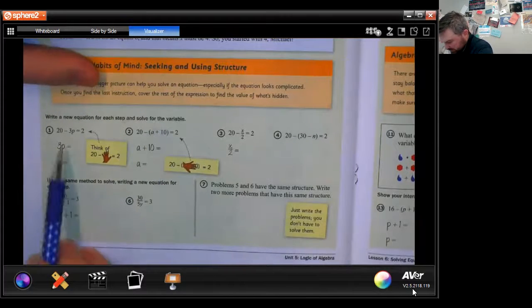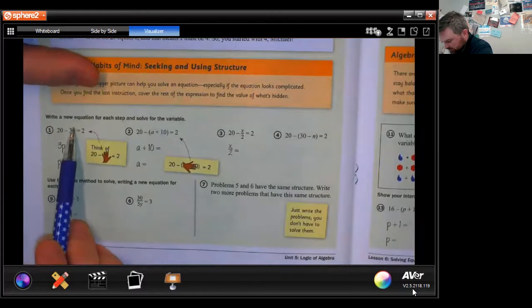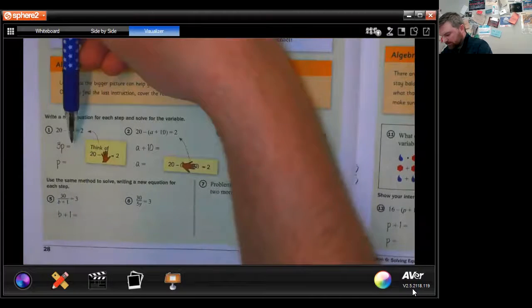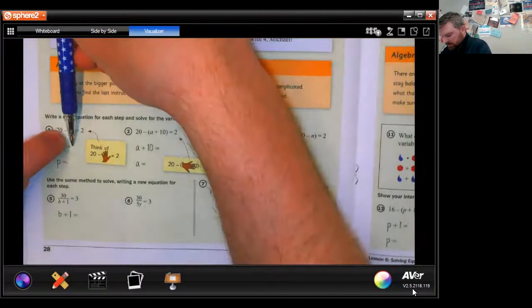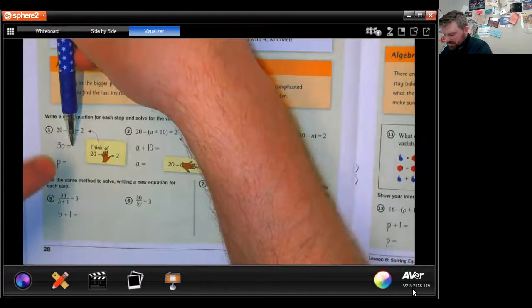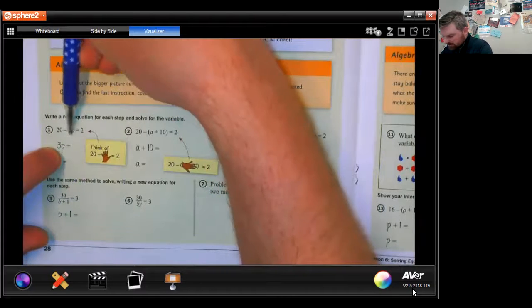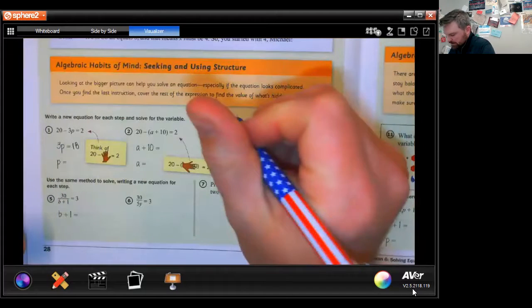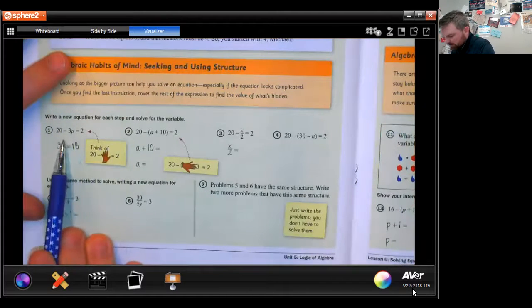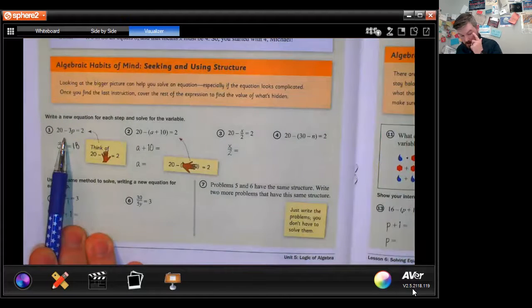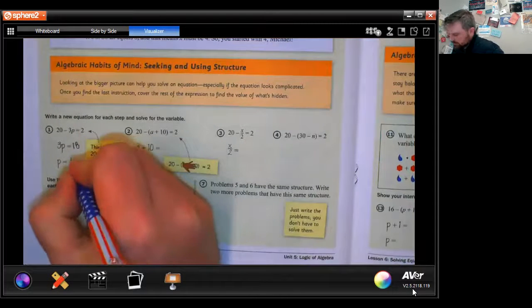Okay, so here it looks like their last step was subtract. So think of 20 minus, and they covered this up, equals 2. So if I cover this up, 20 minus what is 2? That would be 18. 20 minus 18 is 2. So this value here must be 18. Okay, so then I cover the P up. 3 times what is 18? And that would be 6.